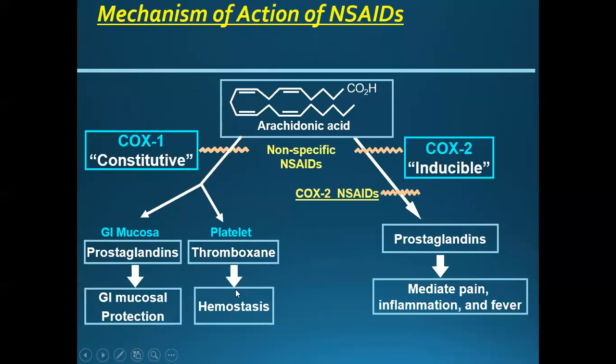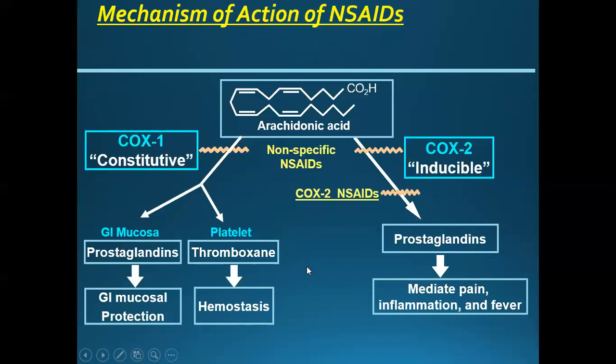This thromboxane A2 leads to hemostasis. Prostaglandins are used for GI mucosal protection. Here, prostaglandins are mediating pain, inflammation, and fever. Now, COX-2 NSAIDs can block this reaction. COX-2, the inducible enzyme, also blocks this reaction. And here, COX-1, the constitutive enzyme, can go through this pathway. This is just a summary of my first lecture.